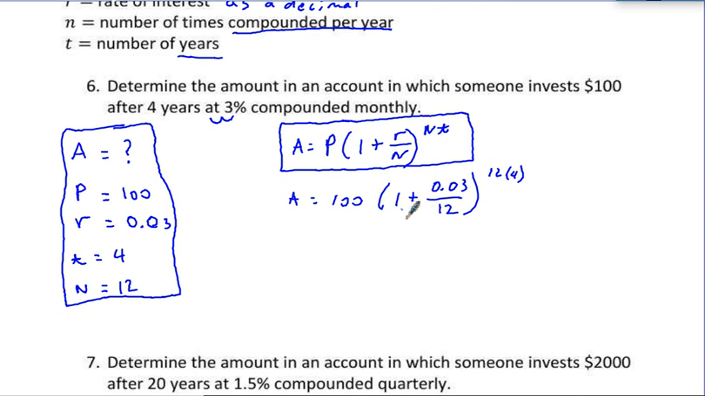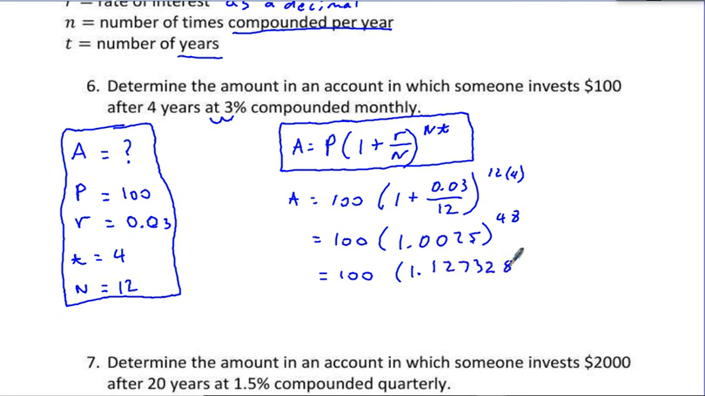So we'll simplify inside the parentheses first, as well as multiplying the exponent. So 100 times 1.0025 raised to the 48th power. Now we have to raise 1.0025 to the 48th power before we can multiply by 100. And that will be 1.127328021. This is what your calculator would tell you.